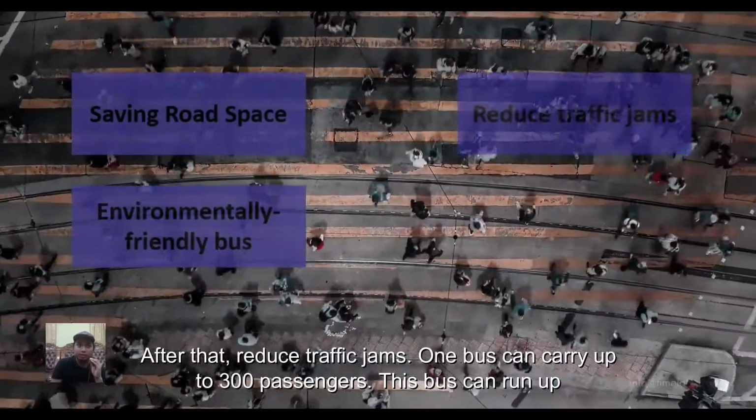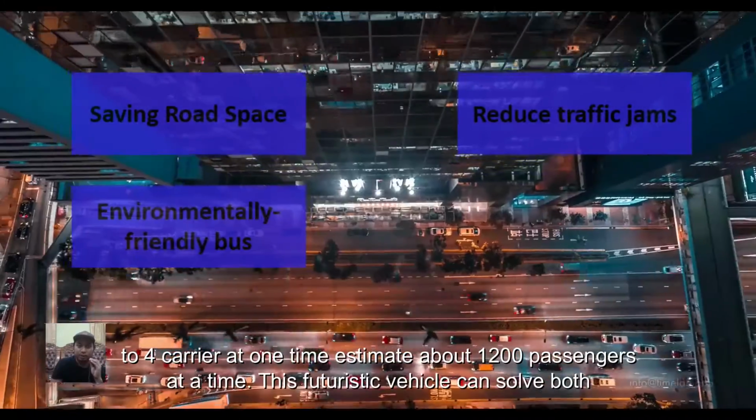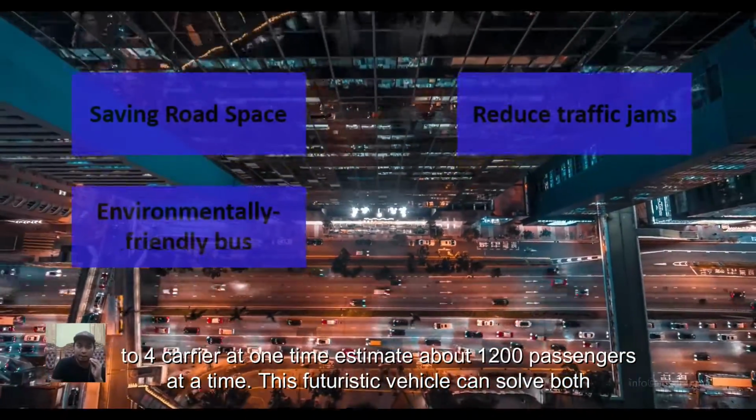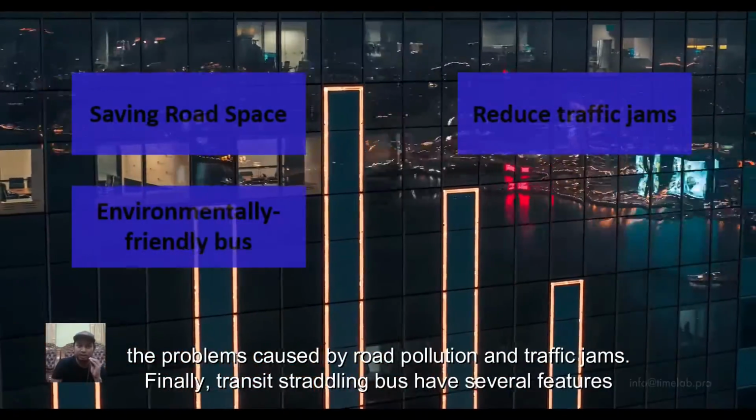After that, it reduces traffic jams. One bus can carry up to 300 passengers. This bus can run up to 4 carriages at one time, an estimated 1,200 passengers at a time. This futuristic vehicle can solve both the problems caused by road pollution and traffic jams.